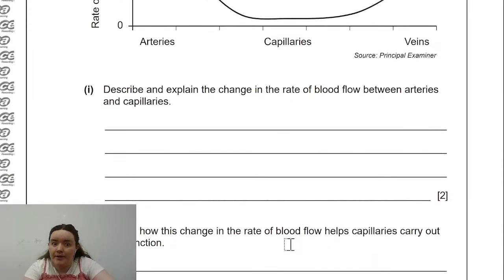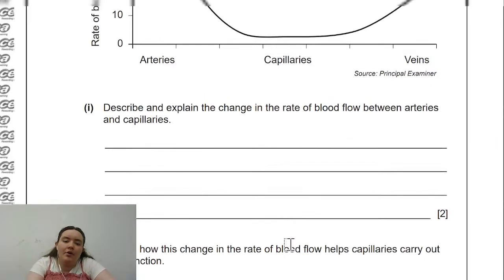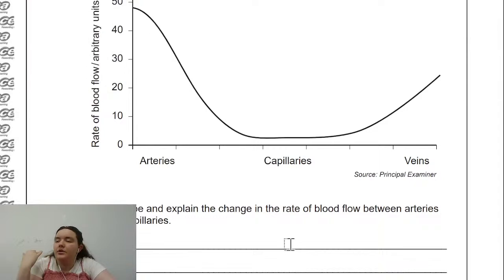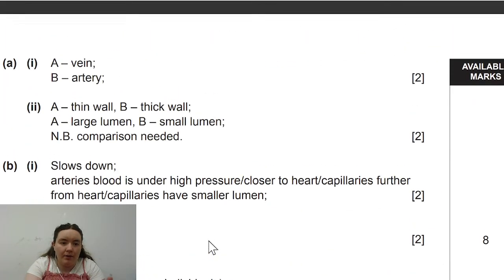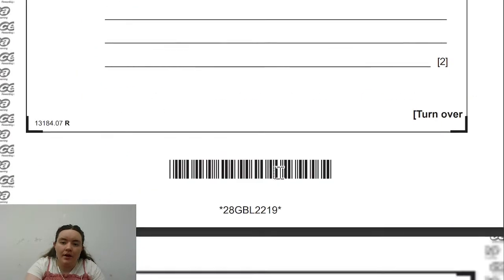And then explain how this change in the rate of blood flow helps capillaries carry out their function. So I said that it was by design. Capillaries are for the purpose of gas exchange. This means that the narrow width allows only one red blood cell to pass through at a time, which allows for that gas exchange to happen. So that's your explanation. And specifically in the mark scheme, they're saying that it allows more time for diffusion. Okay.